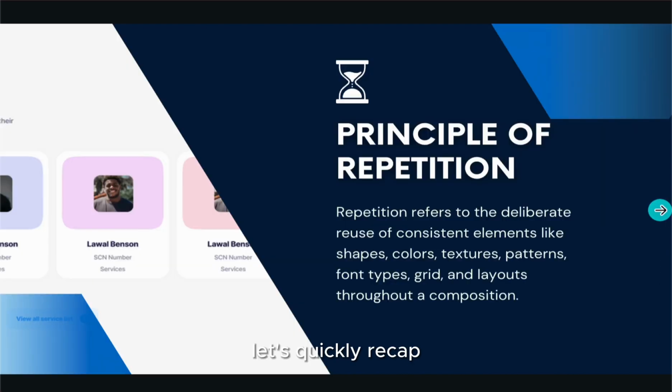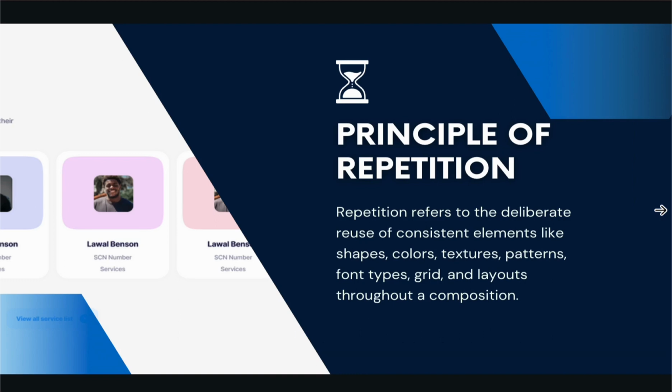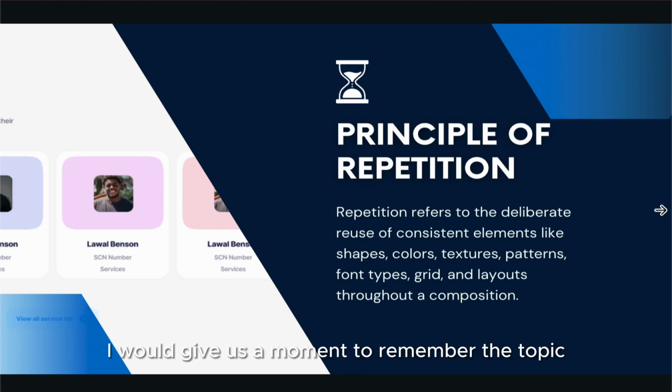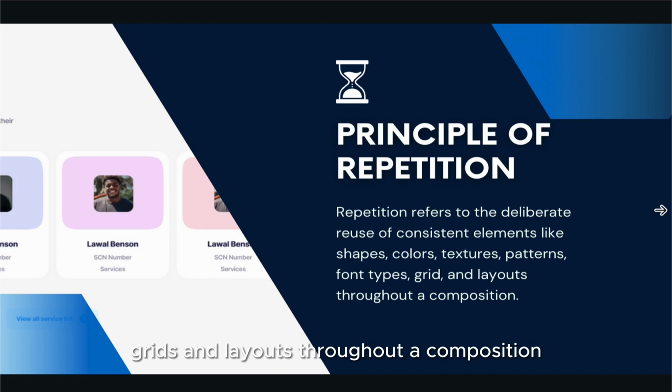Let's quickly recap on the principles we discussed in the last class. I would give us a moment to remember the topic and what we learned. Yes, it is the principle of repetition. If that was what you said, that's really nice. We discussed that repetition refers to the deliberate reuse of consistent elements like shapes, colors, textures, patterns, font types, grids, and layouts throughout a composition.